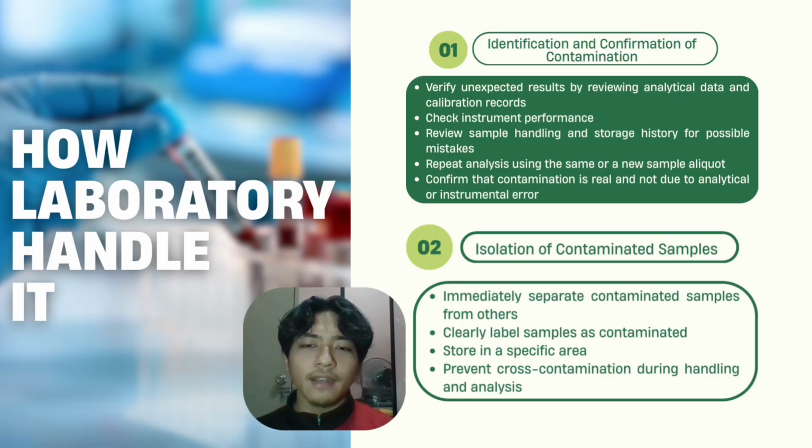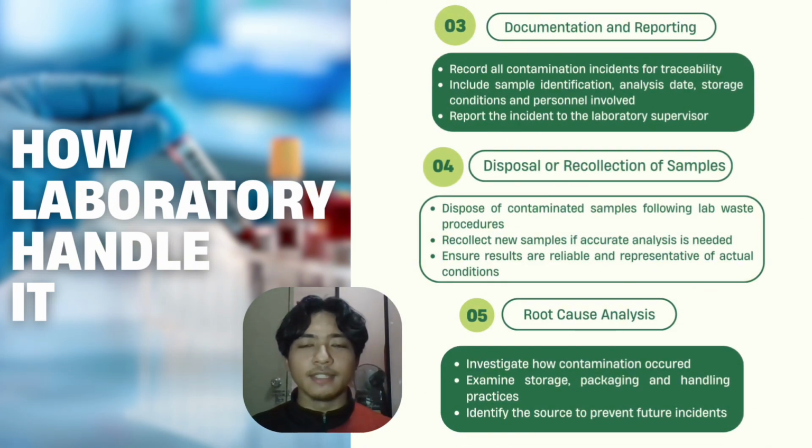And then, once contamination is confirmed, the affected samples are immediately isolated from other samples. They are clearly labeled as contaminated and stored in a specific area. This will help prevent cross-contamination during further handling or analysis. The third step is documentation and reporting. All contamination incidents must be properly documented for traceability. Records include sample identification, analysis date, storage conditions, and personnel involved. The incident is then reported to the laboratory supervisor for further action.